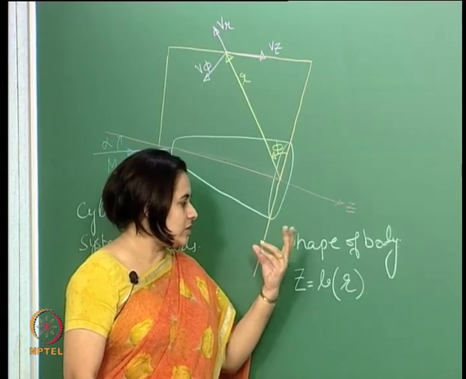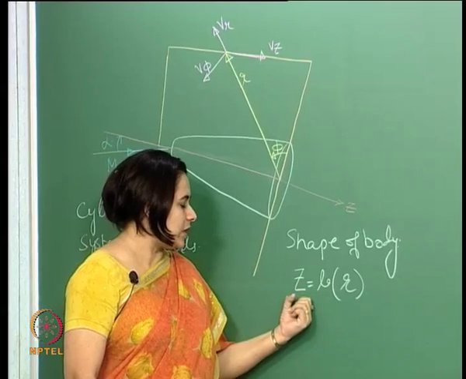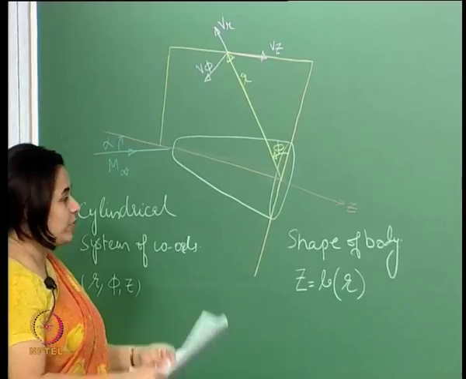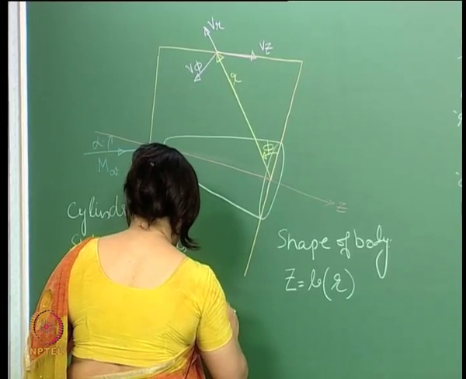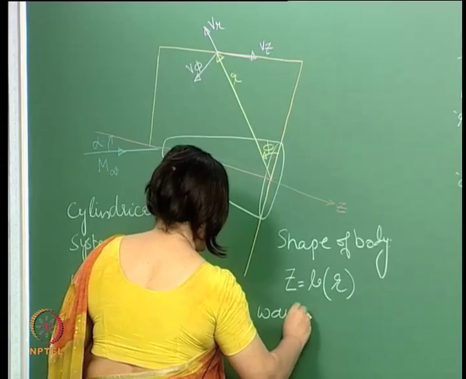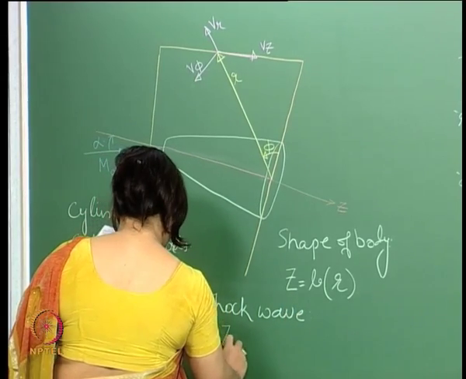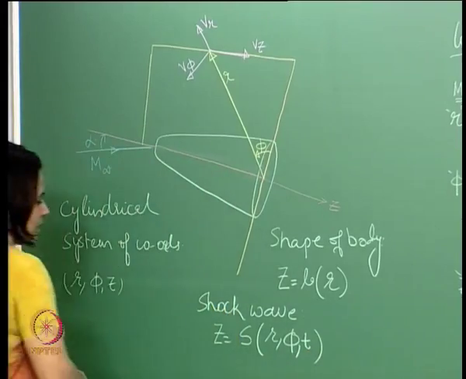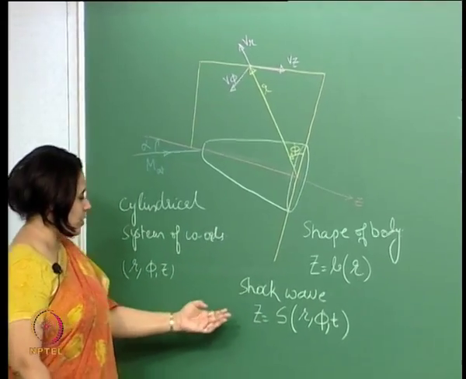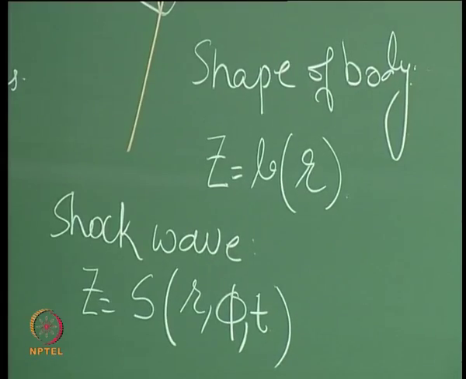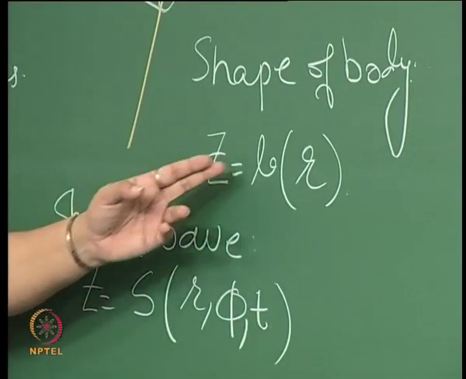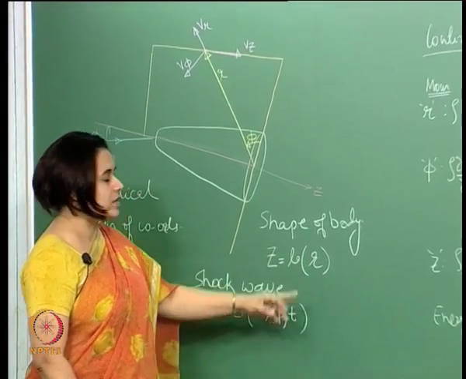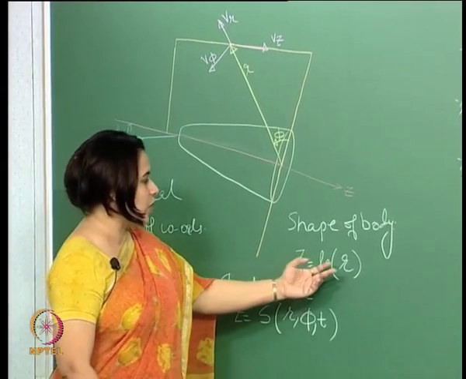So, let me write the shape of the body as some function, which I am calling b in this particular case, and then the shape of the shock wave. Here, of course, the shock wave is a function of r, phi, and it's time dependent. Clearly the shape of the body, being axisymmetric, is just a function of r, z is equal to b(r). The shape of the body does not change with time. I hope that's clear.